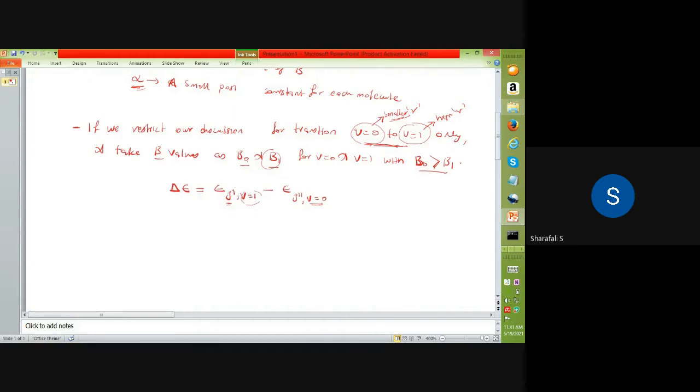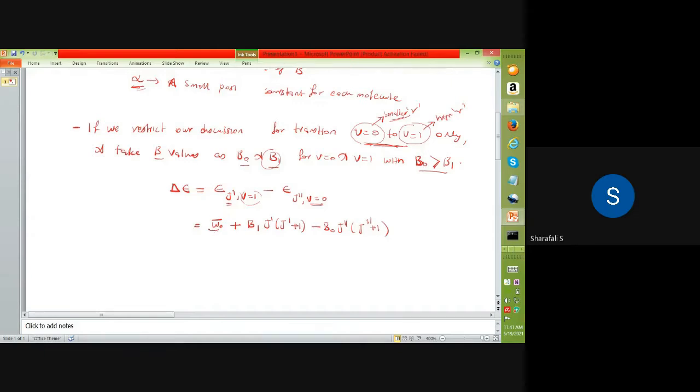So if you take the difference between these two energy levels in wave numbers, then it will come as omega 0 bar plus B1 times J' into (J' plus 1), minus B0 into J'' into (J'' plus 1). This is simple. This one we already know.